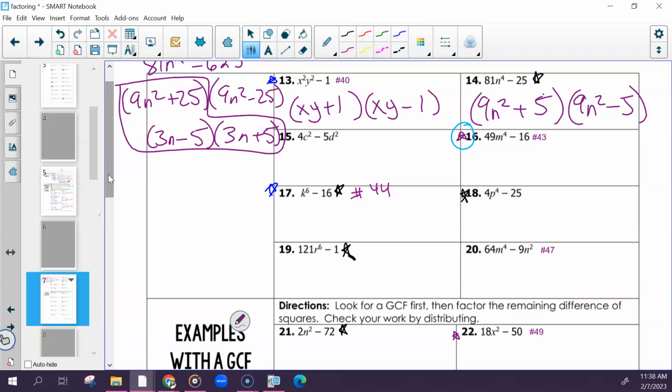15, I think, was a typo. Because 5 is not a perfect square. Even though 4, c squared, d squared, those are all perfect square terms, we can't do difference of squares if not everything is. So this would be considered prime. Now if it was 25, then we could do it. But it does not.